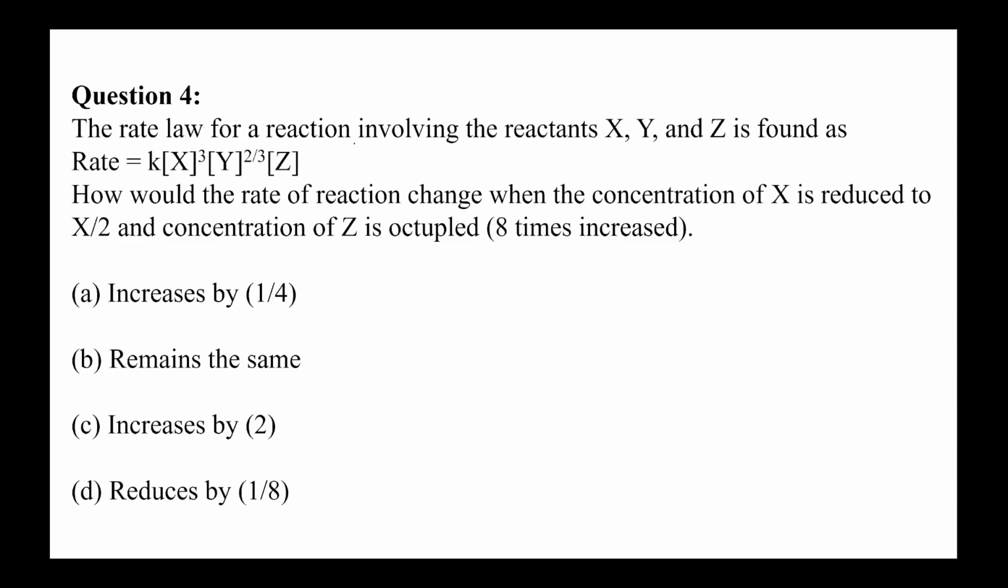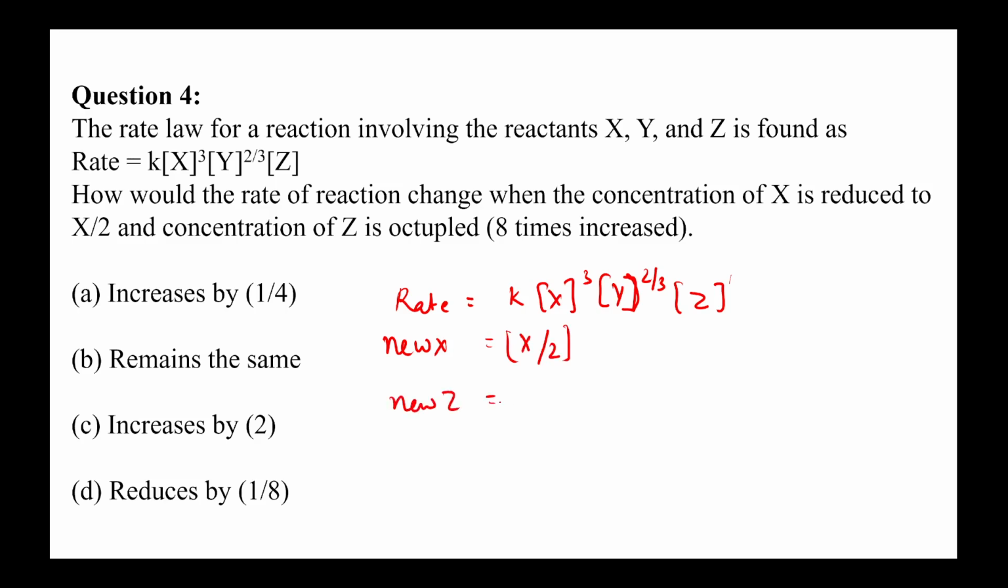So here we have a rate equation given. Okay, what is the rate equation? We have a rate equation given as K x raised to the power of 3, y raised to the power of 2 by 3, and z raised to the power of 1. Okay. Now, what is the new x? New x is now x by 2. And what is the new z? New z is 8z.